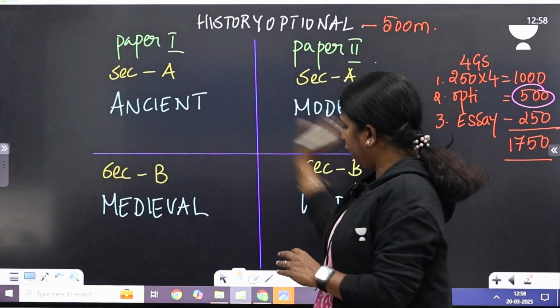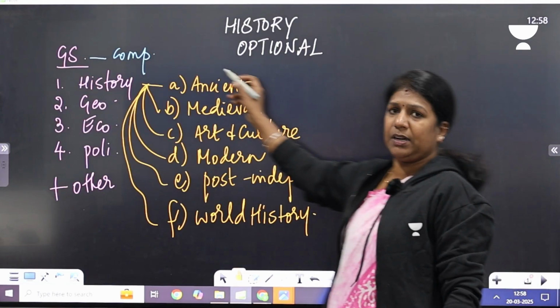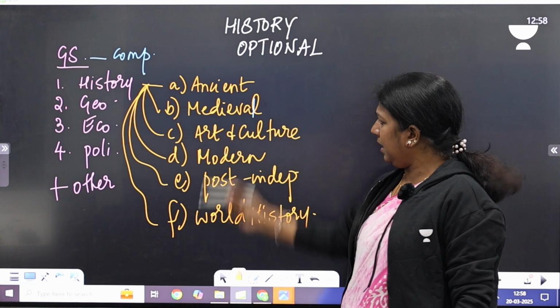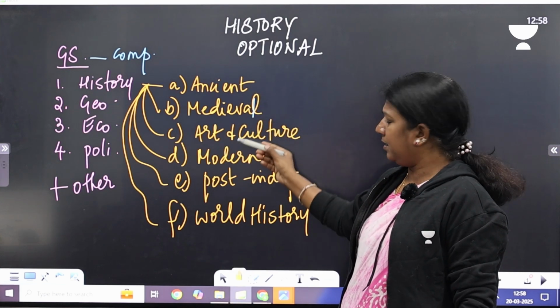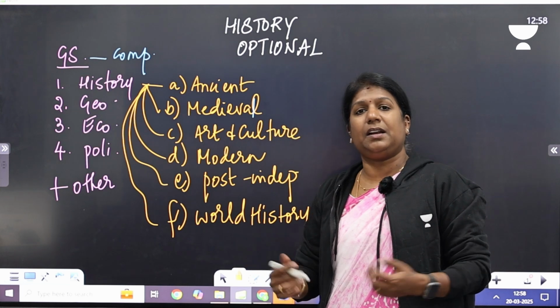Now I'm taking you to the previous slide to give you an idea of what the GS subjects are which are compulsory: ancient, medieval, art and culture, modern, post-independence and world history. But what is there in our optional?